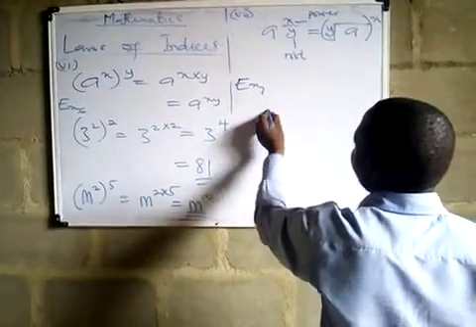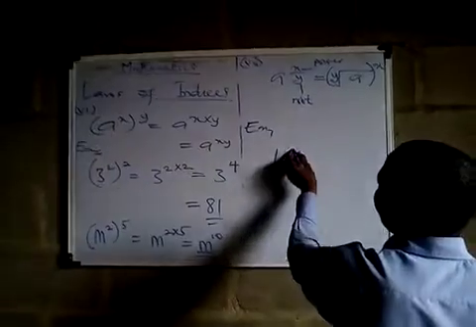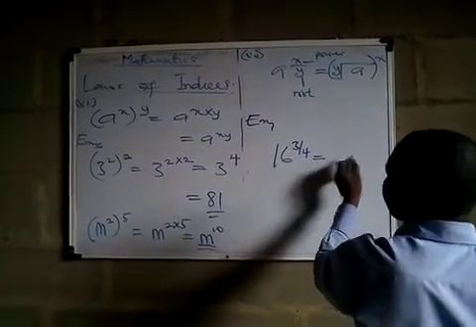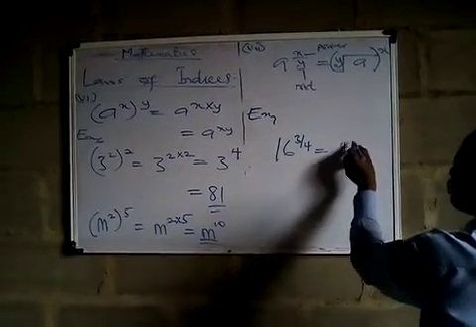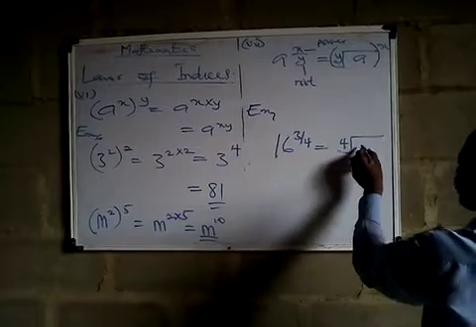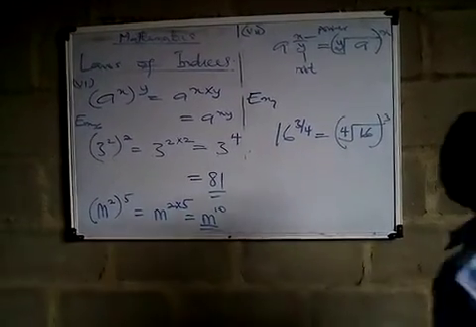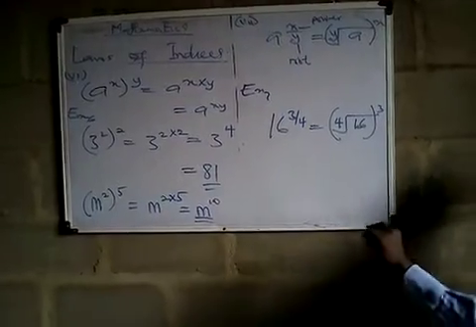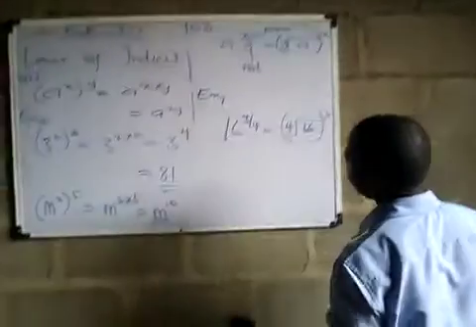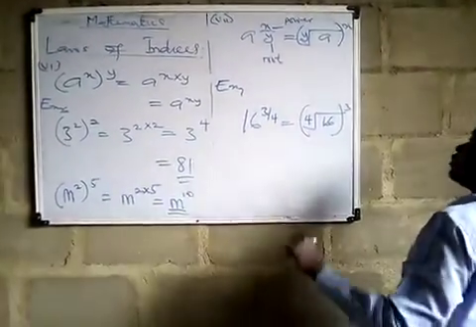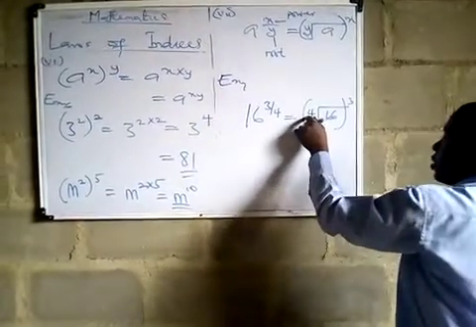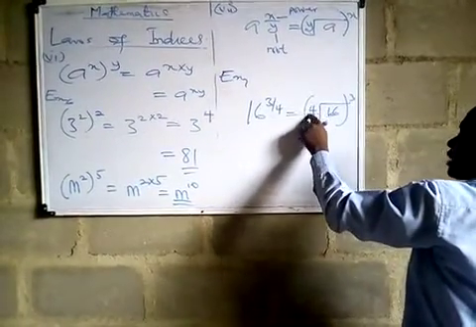If I have 16 raised to the power of 3 over 4, I can rewrite it as the fourth root of 16, all raised to the power of 3. So what are we saying here? There is a number. Once you multiply that number 4 times, you get 16.